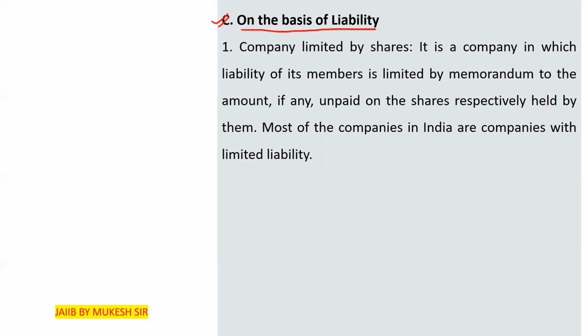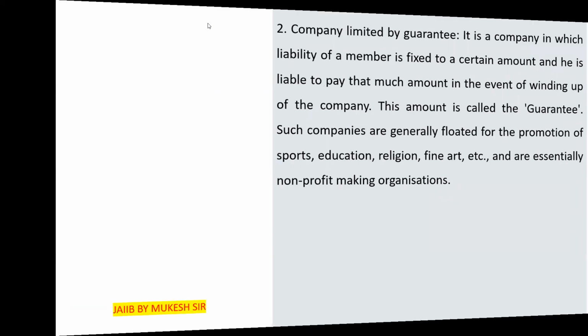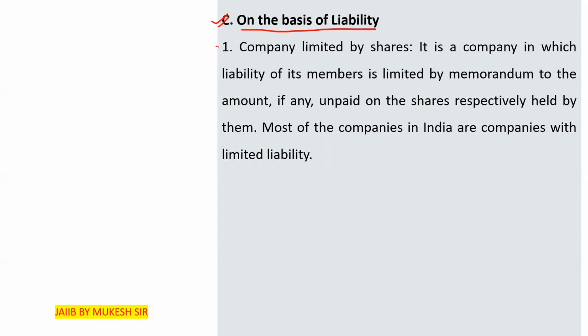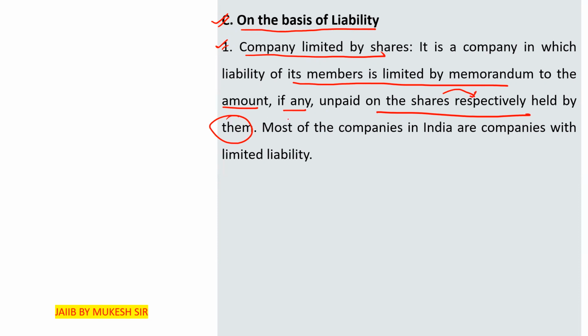First is the company limited by shares. It is a company in which the liability of its members is limited by the memorandum to the amount, if any, unpaid on the shares respectively held by them. So it is up to the amount that is unpaid on the shares held by them.